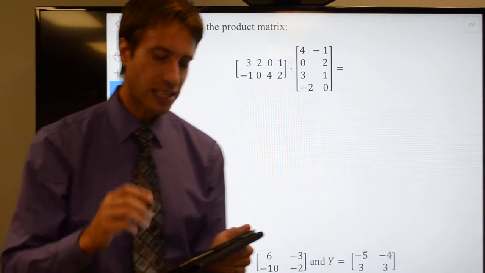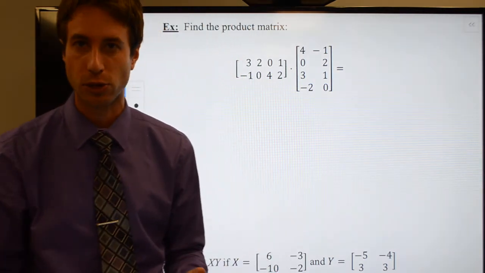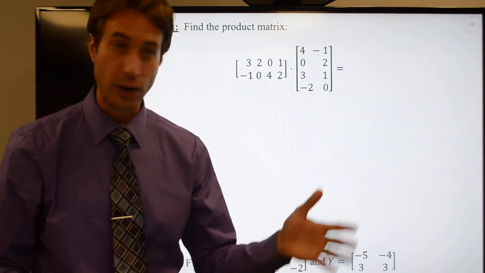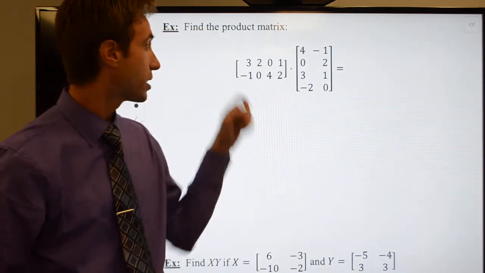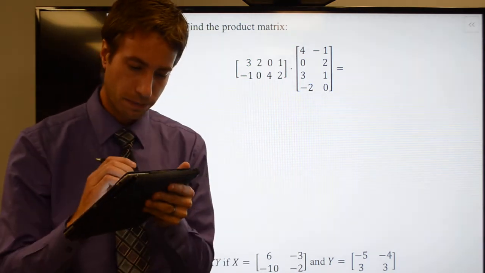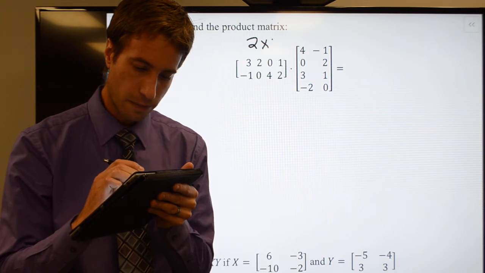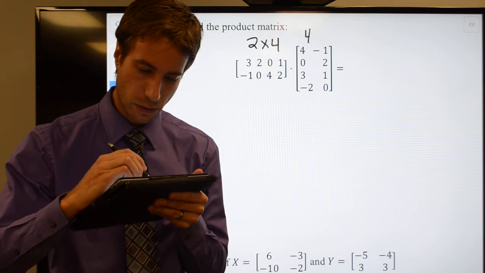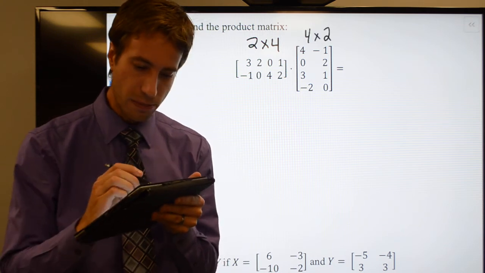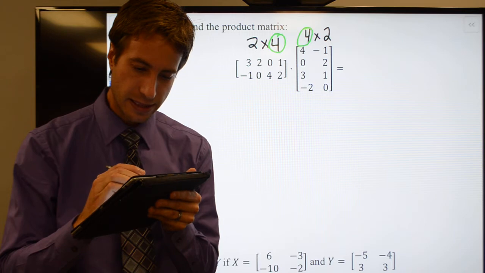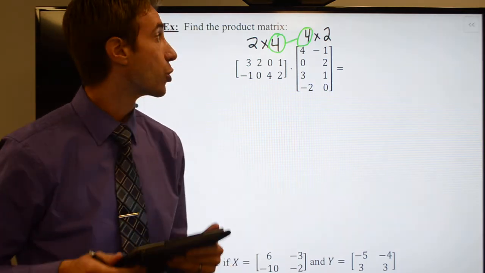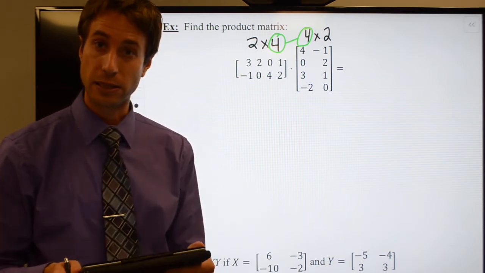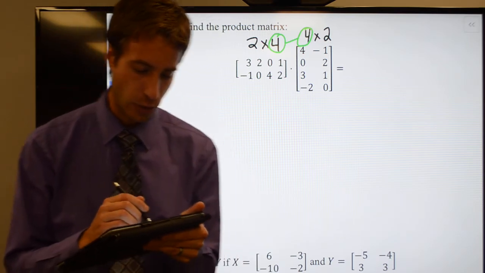So here we go. First thing I need to do is determine, is matrix multiplication even a defined operation? So I need to find the dimensions. I have a 2 by 4, and this one is a 4 by 2. I need those middle numbers to be the same, and they are. So yes, matrix multiplication is defined for these matrices. So let's go ahead and do it.